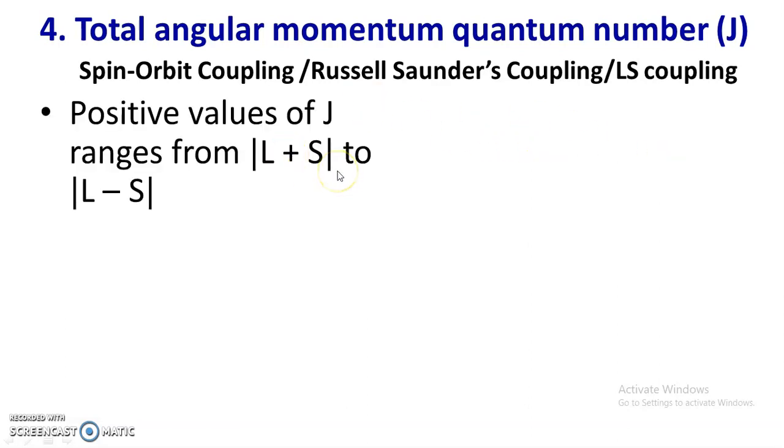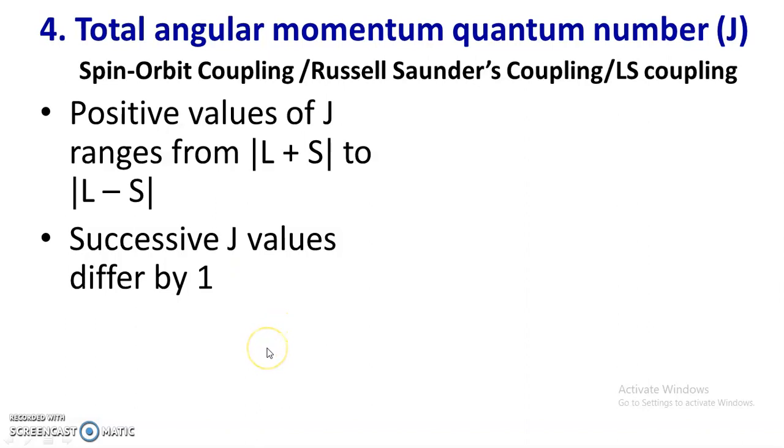Now these J values are the positive values and range from L plus S to L minus S. So we can find these J values from the values of L and S. Remember, the J values, that is the total angular momentum quantum number values, are positive values and range from L plus S to L minus S, and successive J values differ from the neighboring value by 1.